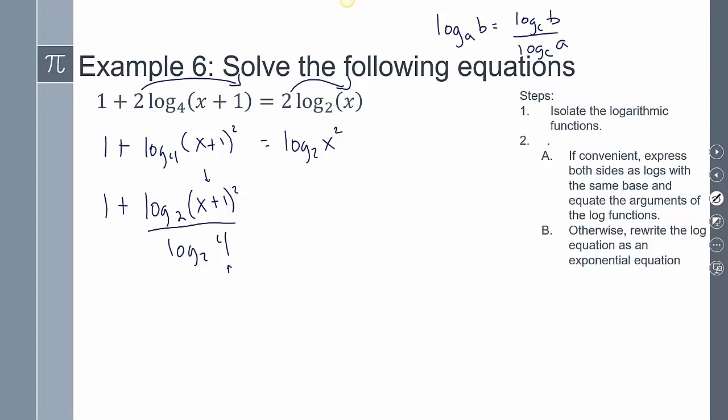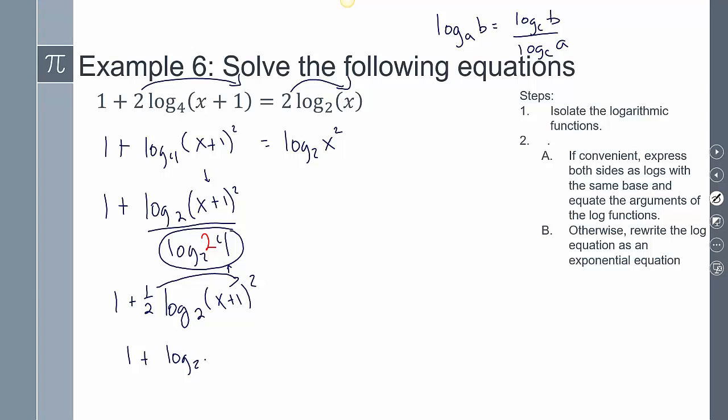Well, log base 2 of 4 simplifies into 2. So right now I have 1 plus 1/2 log base 2 of (x plus 1) squared. What if I raise that as a power now? That's going to give me 1 plus log base 2, the 1/2 times the 2, which just gives me x plus 1. And this is going to equal log base 2 of x squared.